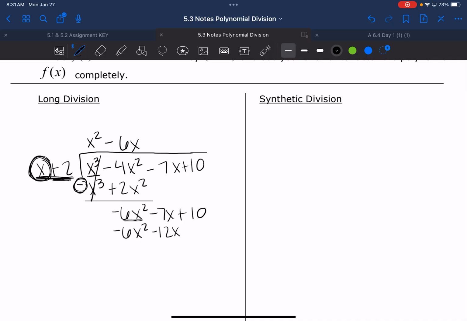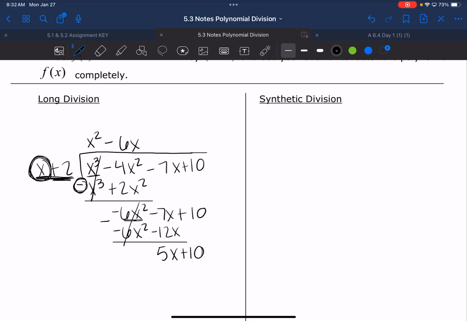Okay, and now I have to subtract. So negative 6x squared minus negative 6x squared. Well, minus a negative really means I'm adding. So really negative 6x squared plus 6x squared, which is just going to give us 0. So those are gone. All right, and then same for the next piece. Negative 7x minus negative 12x is really plus 12x. So what's that going to give us? 5x. All right, and then I have to bring down what I still have left, which is that plus 10.